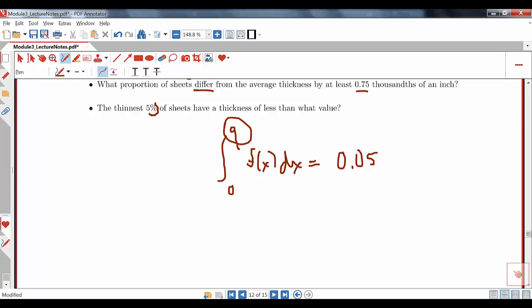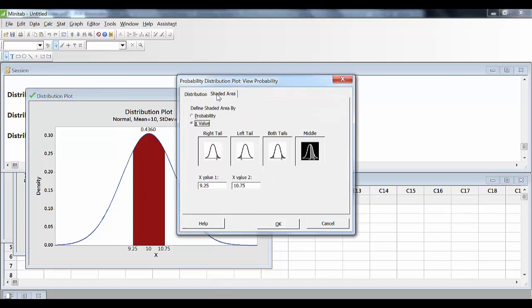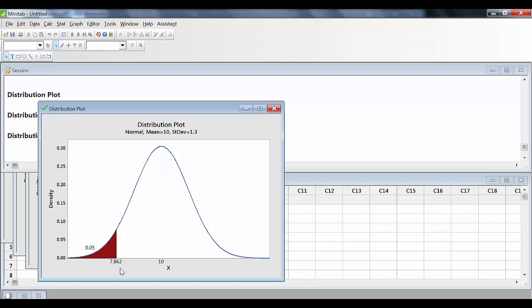I want to cut off the thinnest 5% of sheets. So let's find this value Q that leaves 5% in the left tail. I go back, pull up my dialog box, shaded area. I'm given a probability. I want to find the quantile or percentile value in the left tail. So I put in the probability that I want, the value that only leaves 5%. So you're putting in a percentile here. And the value that only leaves 5% in the tail is 7.862.